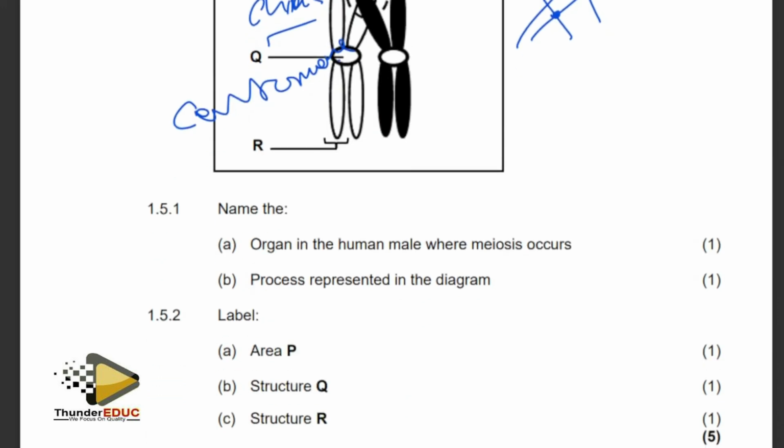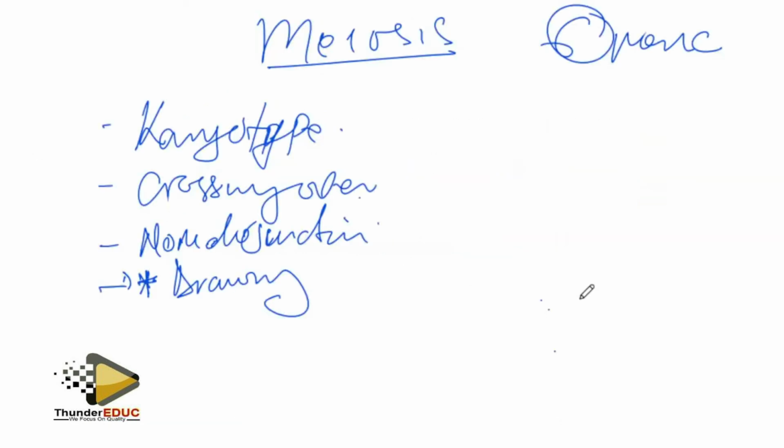Now, we are done with the crossing over. Let's talk about non-disjunction. What is non-disjunction? Are you there, guys? If you have any challenge, if I'm going to another point, please let me know. I'll read your comment there and then I'll come back to you. All right.